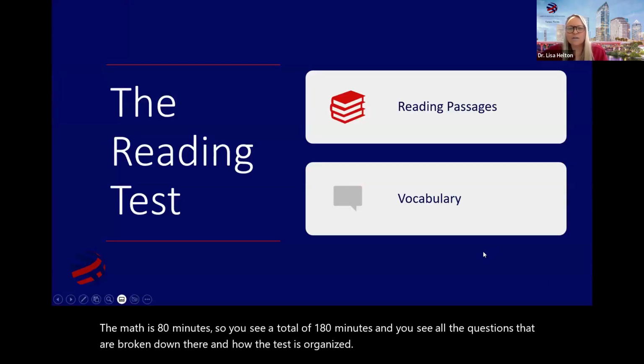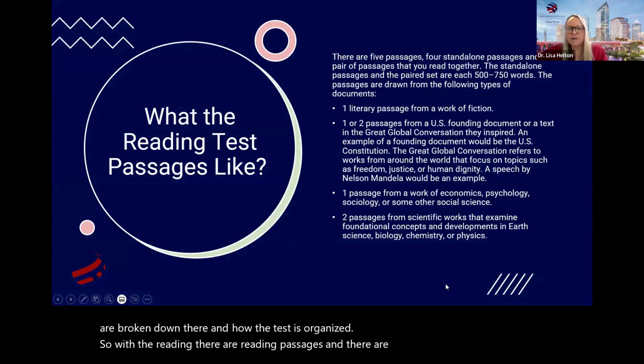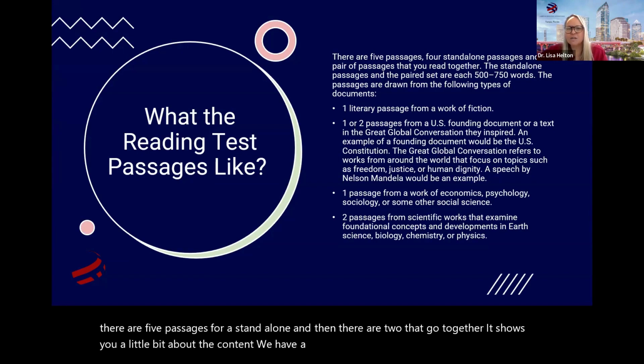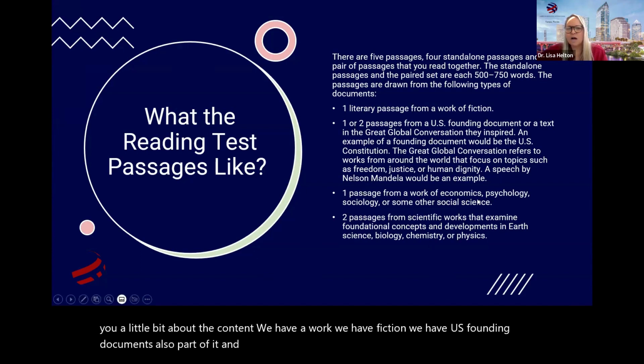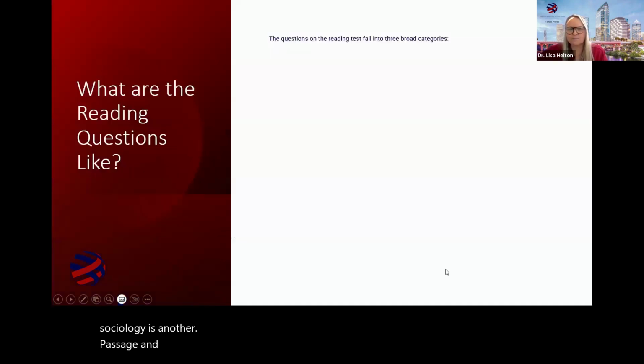With the reading, there are reading passages and SAT vocabulary. There are 5 passages; 4 are standalone, and then there are 2 that go together. It shows you a little bit about the content. We have fiction, U.S. founding documents, and then the work of economics, psychology, and sociology is another passage. And then scientific works also.